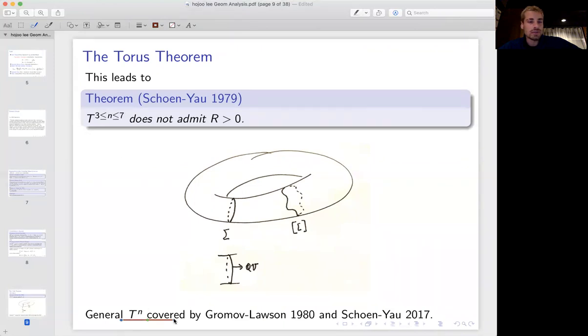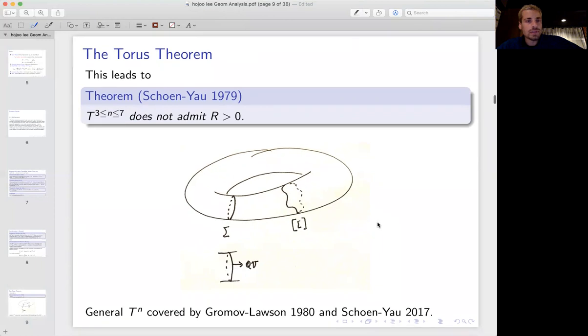The general case was covered by Gromov and Lawson in the 80s, 1980. But the recent preprint of Shania will enable us to go beyond this, because they essentially explain how to get rid of the singularities, or how to go around the issue of singularities, at least for these types of problems. So here's a two torus. I'm minimizing in the homology class of this two torus. I produce sigma.